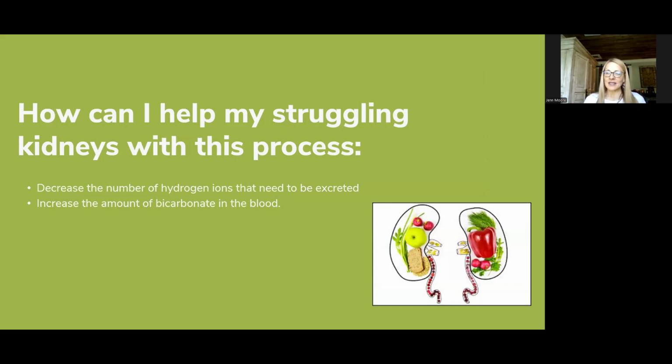How can I help my struggling kidneys with this process? So what you want to do is decrease the number of hydrogen ions that have to be excreted, right? That makes sense. And increase the amount of bicarbonate in the blood. If you do that, you've just kind of done the job for them. They don't have to work so hard.